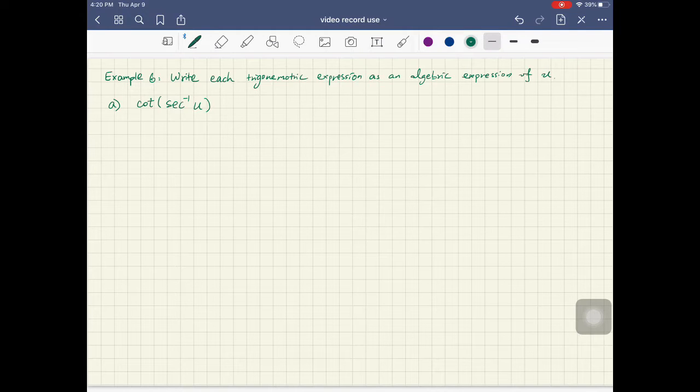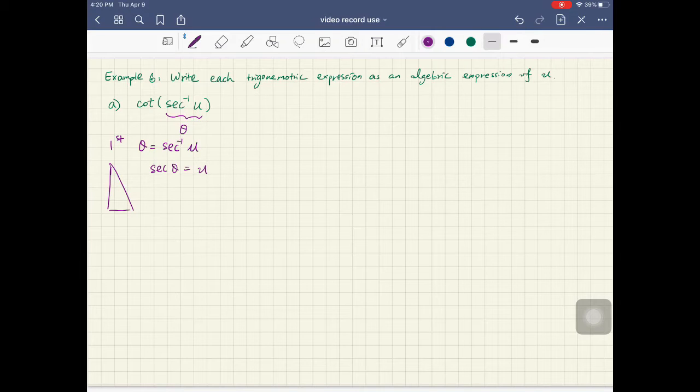So u is going to be some number. We're not sure exactly. So because of that property, secant inverse of u, which is equal to angle theta, I cannot really find theta. So I have to use the triangle method to figure out the cotangent of secant inverse of u. So theta equals secant inverse of u. From the definition of the inverse function, I have secant of theta equals u.